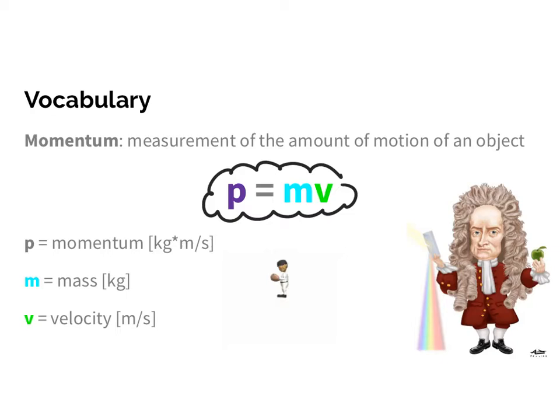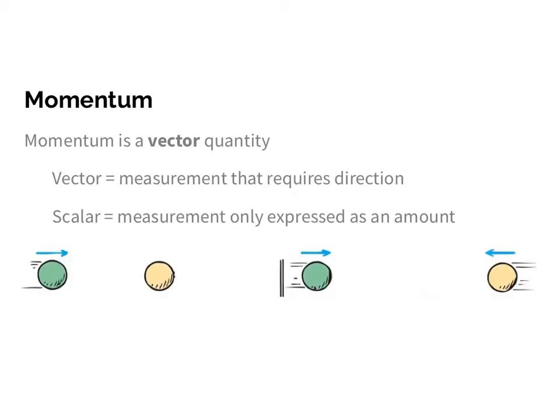Unit-wise, there is no fancy unit for momentum. We have mass, which is measured in kilograms. We have speed, which is measured in meters per second. So momentum is simply a measurement of how many kilograms and how much speed in meters per second. So we symbolize it as kg·m/s, kilogram meters per second.